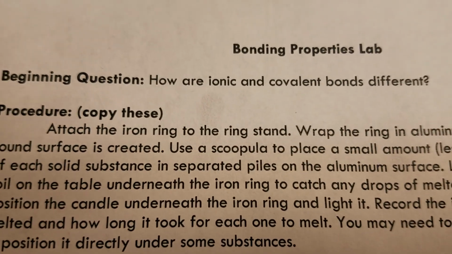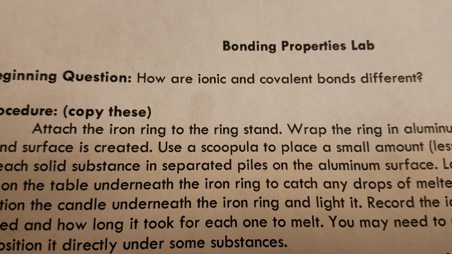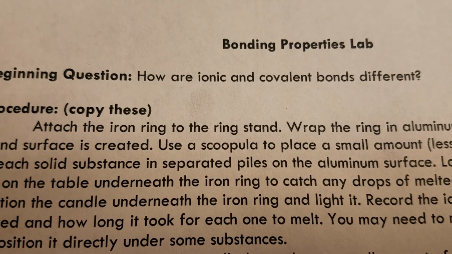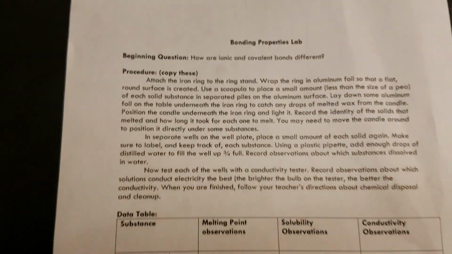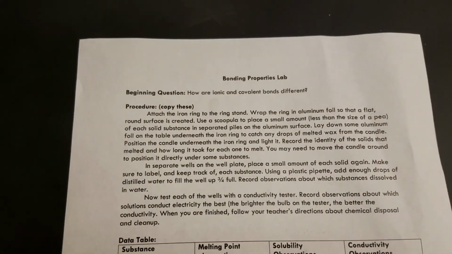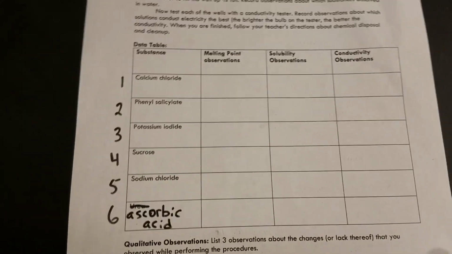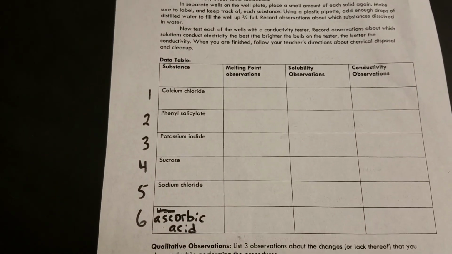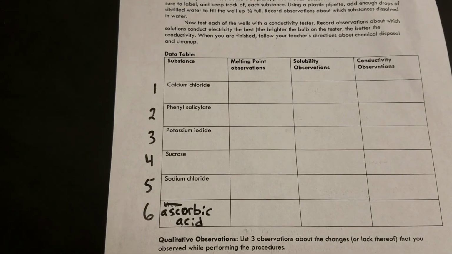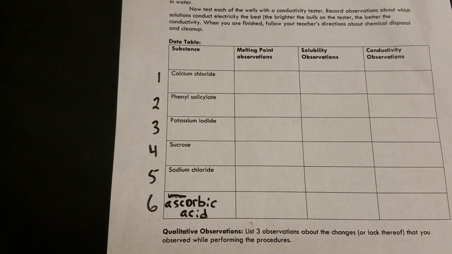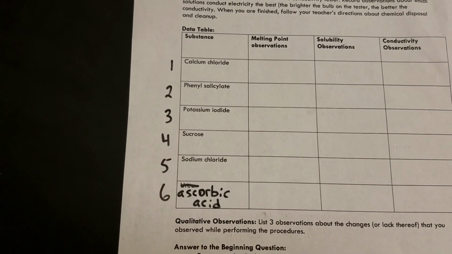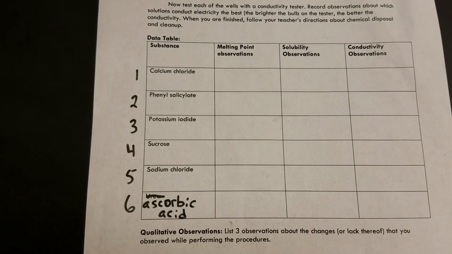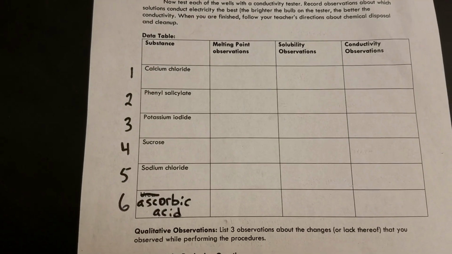Hello everybody, this is the Bonding Properties Lab where we are answering the question, how are ionic and covalent bonds different? You should have your procedures available already. A data table which has calcium chloride, phenyl salicylate, potassium iodide, sucrose, sodium chloride, and we did have urea, but we substituted ascorbic acid, which is vitamin C, instead.